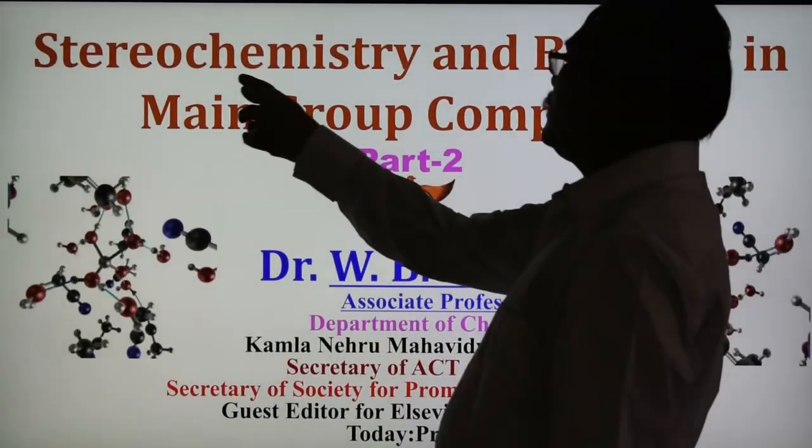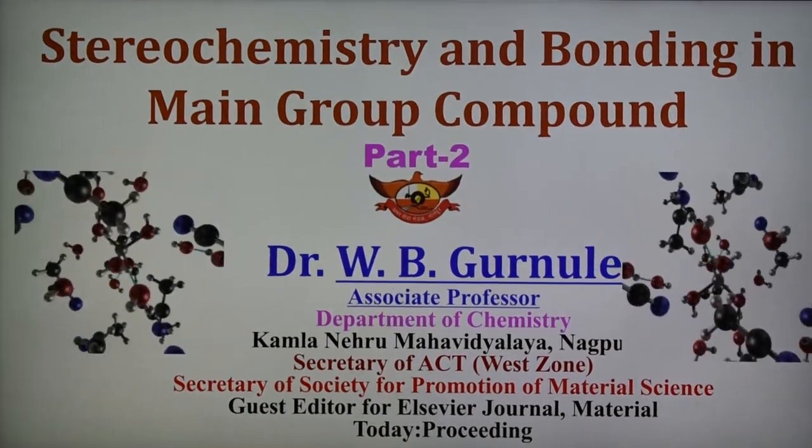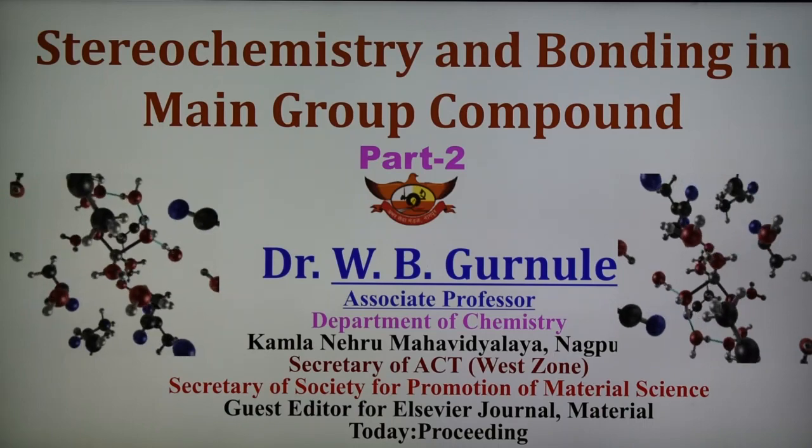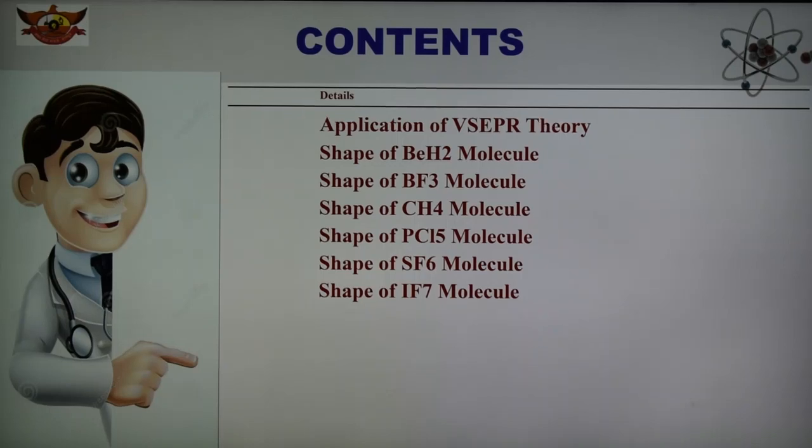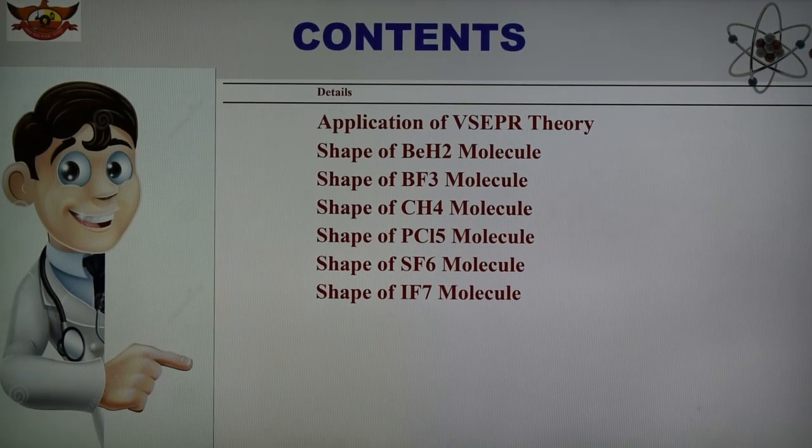The molecules we have taken here are BeCl2, BF3, CH4, NH3, H2O, PCl5, SF6, and IF7. All these inorganic molecules we are discussing in today's presentation. Today's topic is stereochemistry and bonding in main group compounds. This is the second part, where we discuss applications of VSEPR theory, in which we will discuss the geometry of BeH2, BF3, CH4, PCl5, SF6 and IF7 molecules.